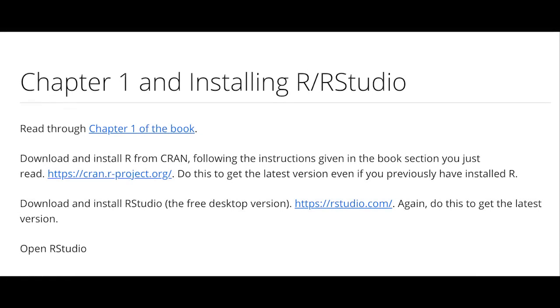Now we're going to proceed on to the section on installing R and RStudio. So before you do this, you need to read chapter 1 of your book. And then it's important you do this in this order. You're going to download and install R from CRAN. And then you're going to download and install RStudio. You have to do this in the right order. Now, even if you already have R and/or RStudio installed, I suggest you go through this process again because you want to get the latest version.